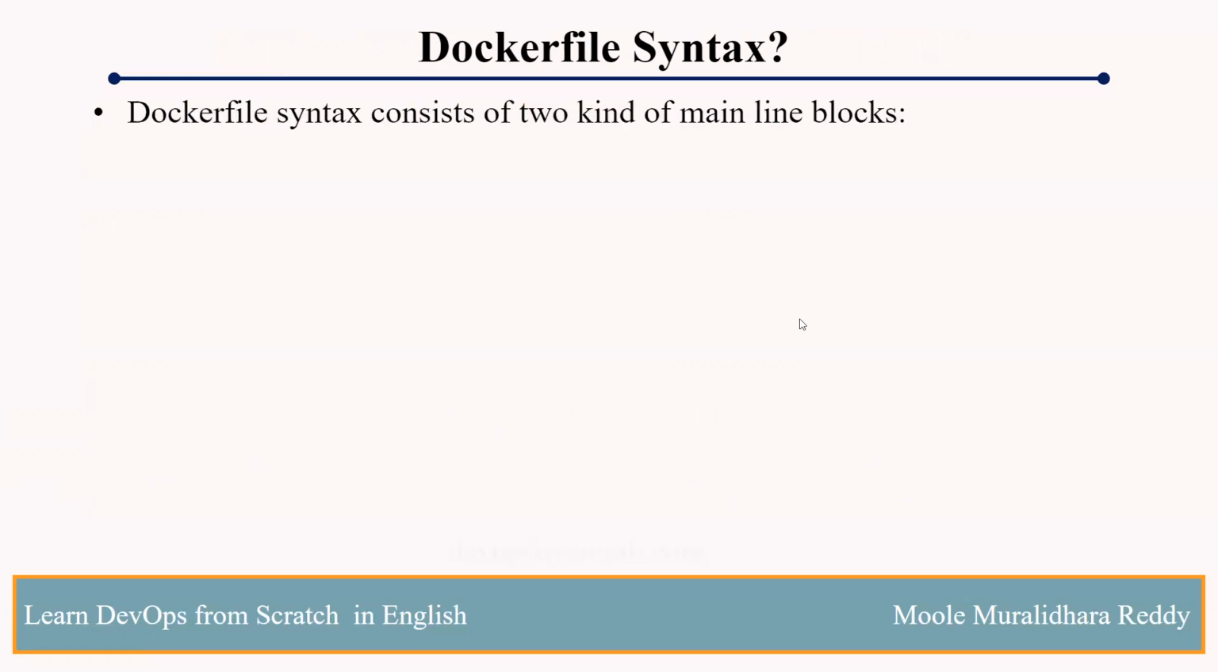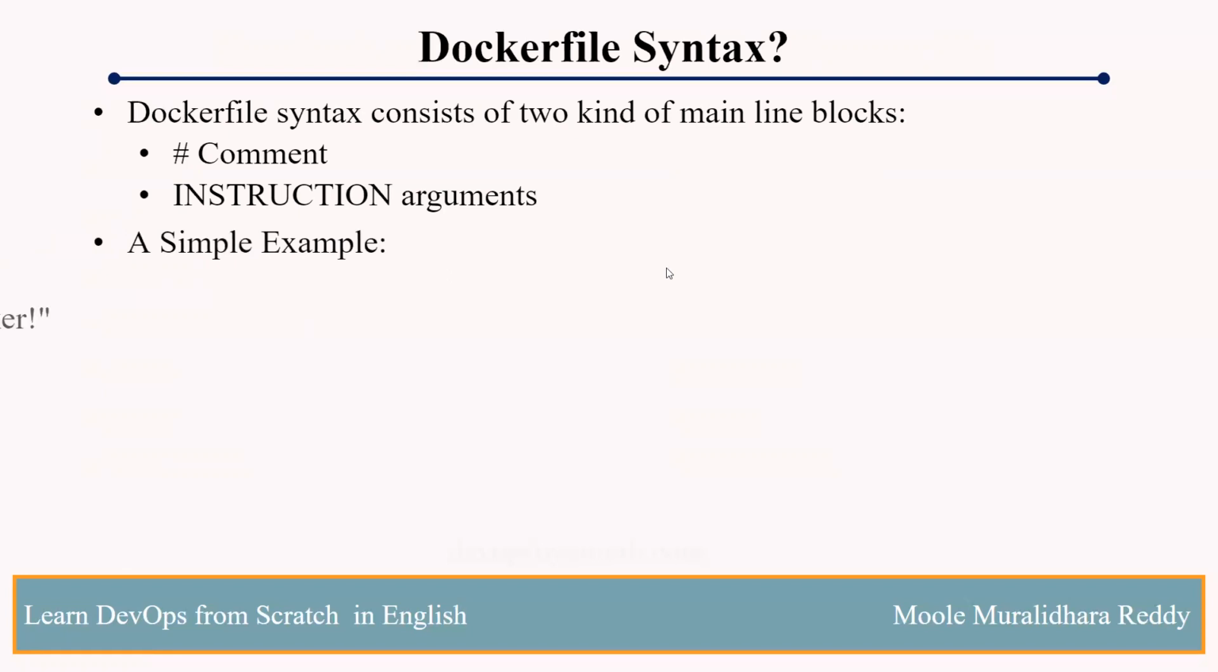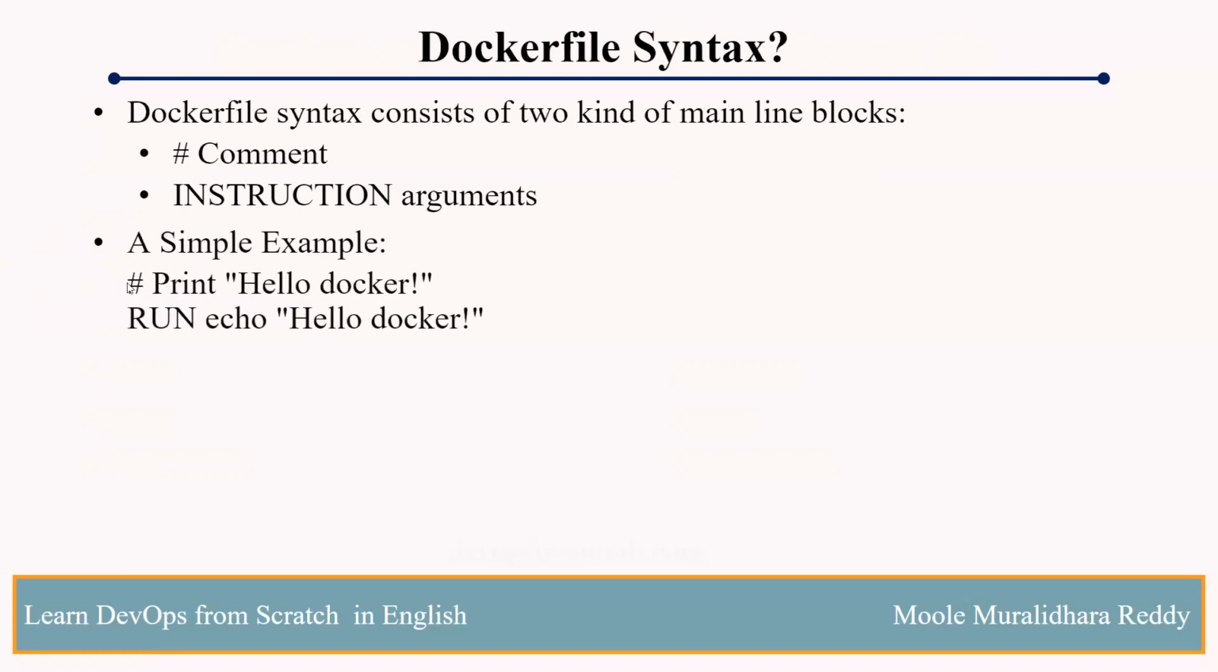Inside the Dockerfile, we have two things. One is for comments, where we use hash. When you use the hash, that entire line will be a comment. The second is that we can give the instruction and provide the arguments. For example, if you see here, I'm using hash. Hash means it is commented, right? This entire line will be commented.